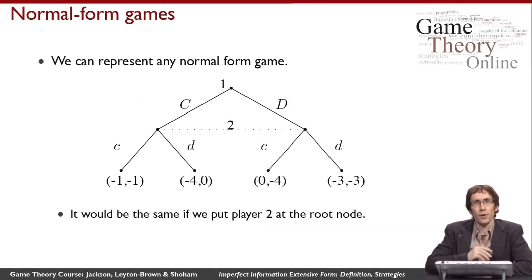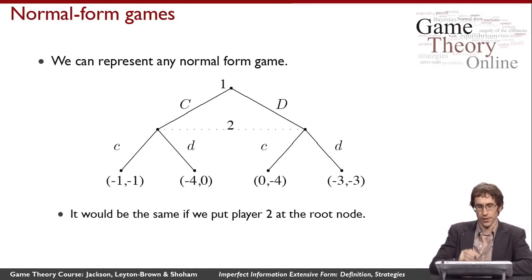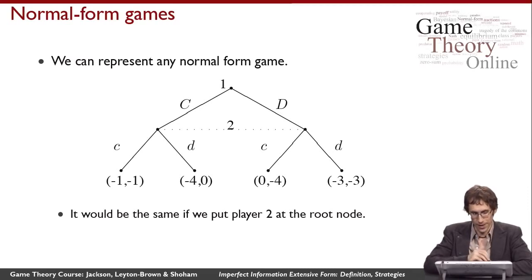So in the imperfect information normal form, we have a more powerful representation than we did in the perfect information case. And one way we can see that is we can represent any normal form game in this representation, which you may recall we couldn't do with perfect information games. So here I'm showing you how to represent the TCP backoff game, or in other words, the prisoner's dilemma game, in imperfect information extensive form.